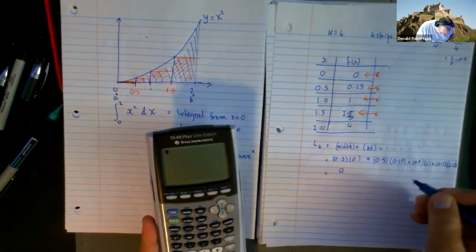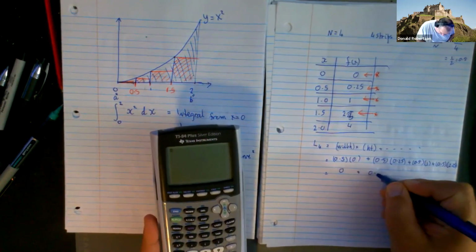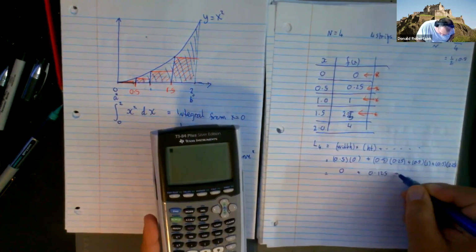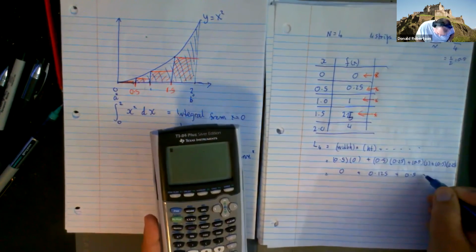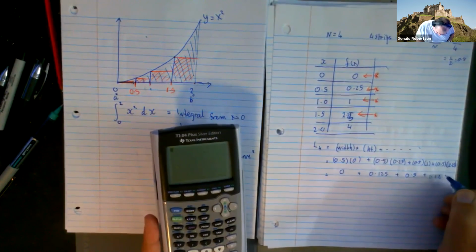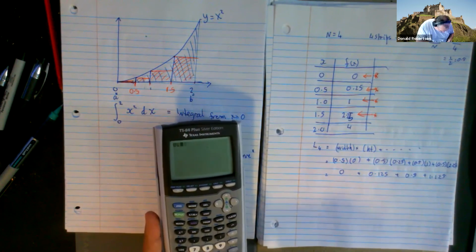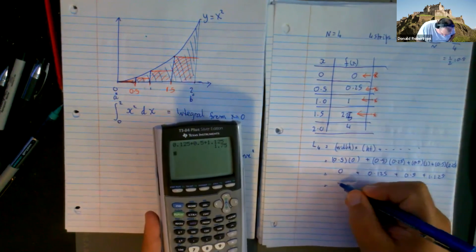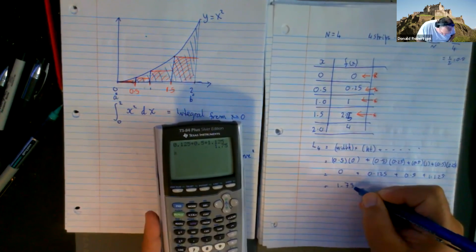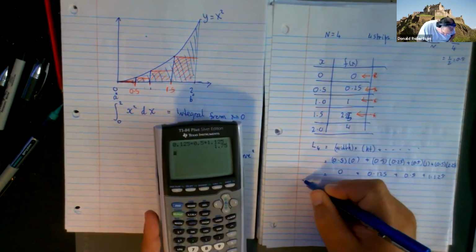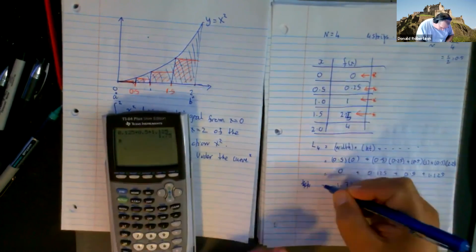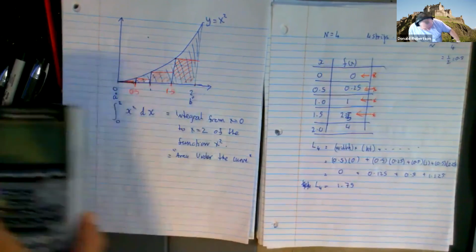This is 0. This is 0.125. This is 0.5, and this is 1.125. And then I'll just put the whole package together. And we came out with the answer of 1.75.